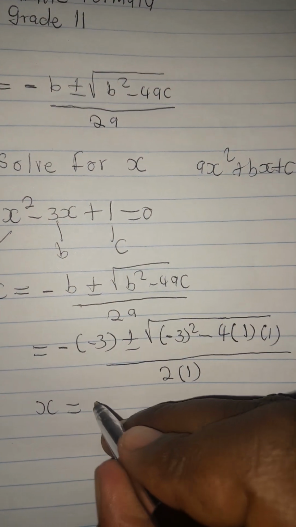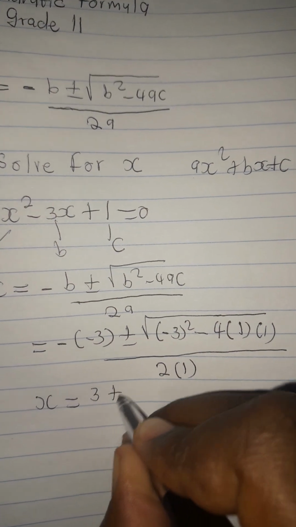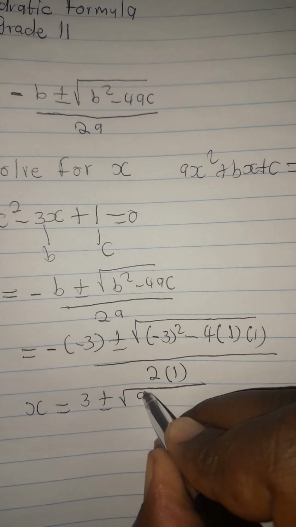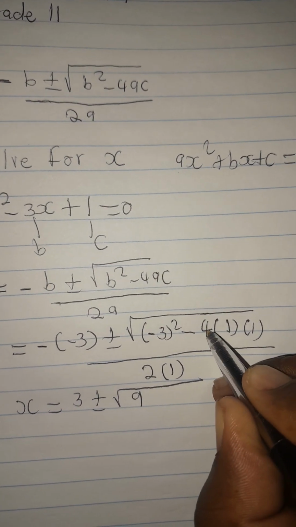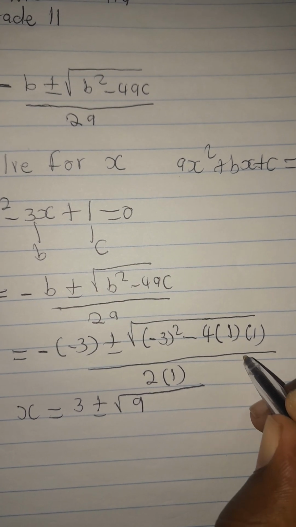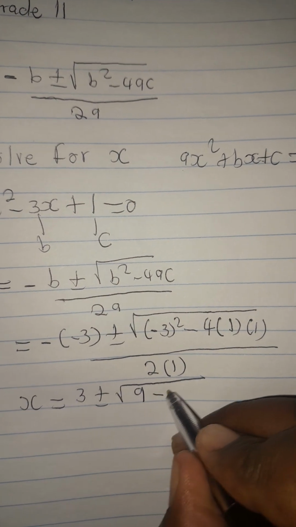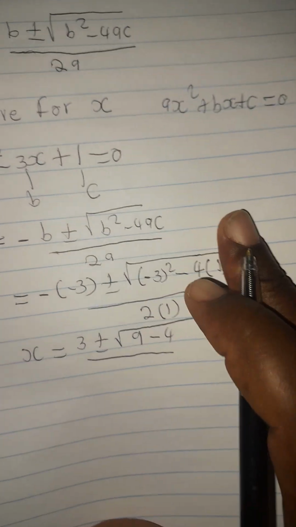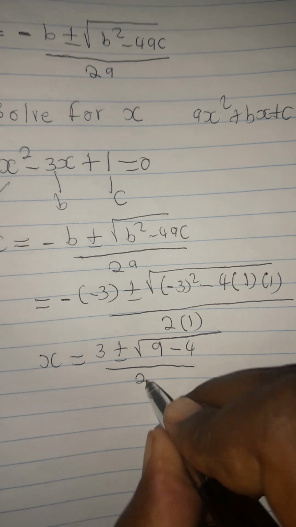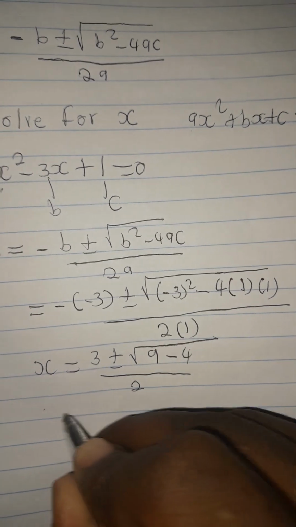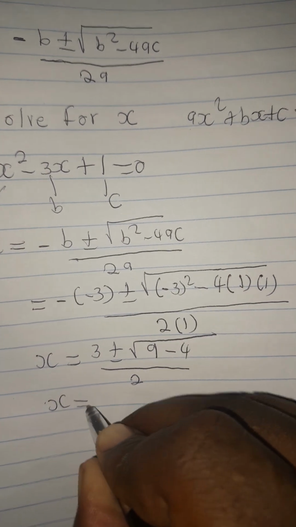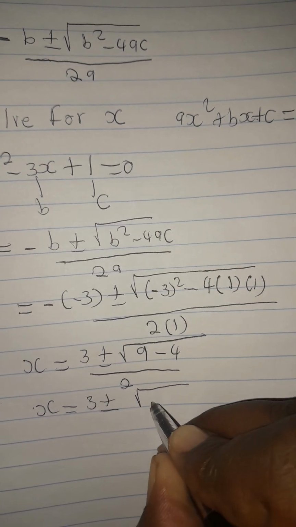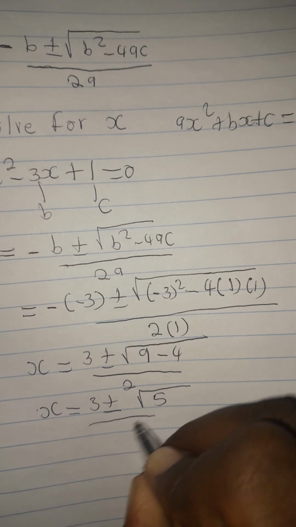Negative and negative, that's positive 3. So let's work. 3 squared is 9, as well as negative 4 times 1 multiplied by 1, that will be minus 4. 2 times 1 we know will be 2. We are not done. Let's work out what is inside the root: plus or minus the root of 9 minus 4, that will be 5, divided by 2.